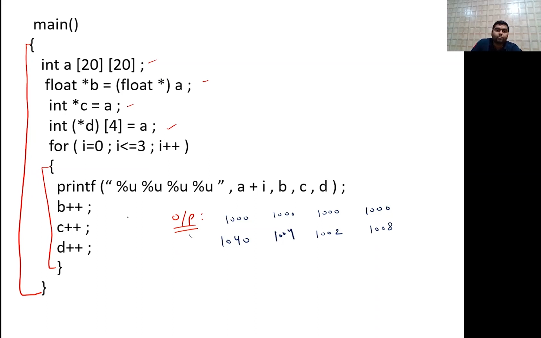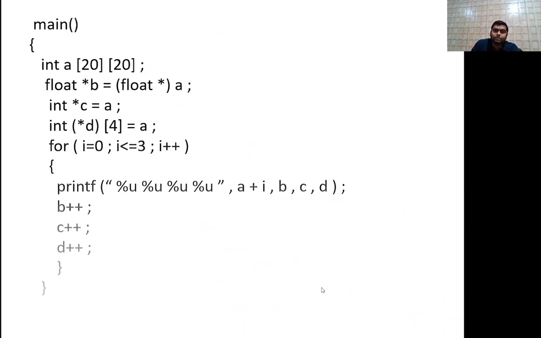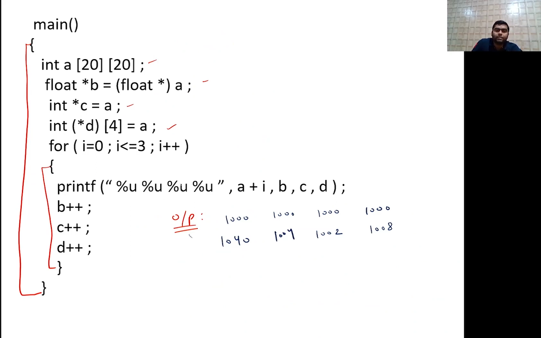1008. Now next time B plus plus, C plus plus and D plus plus. So what will happen? B plus plus, so B will come here. This particular B will point here. And this is 1008. Okay, and C plus plus, C will point to this location. And this is 1004. Okay, and D plus plus, D will point to this particular location. This is 1016.